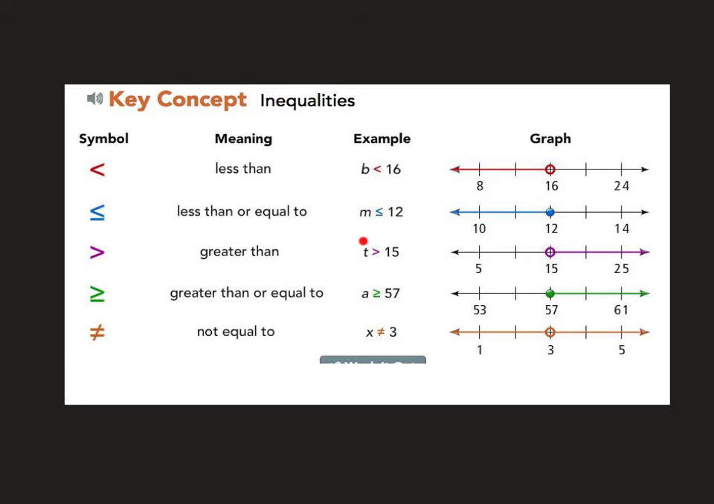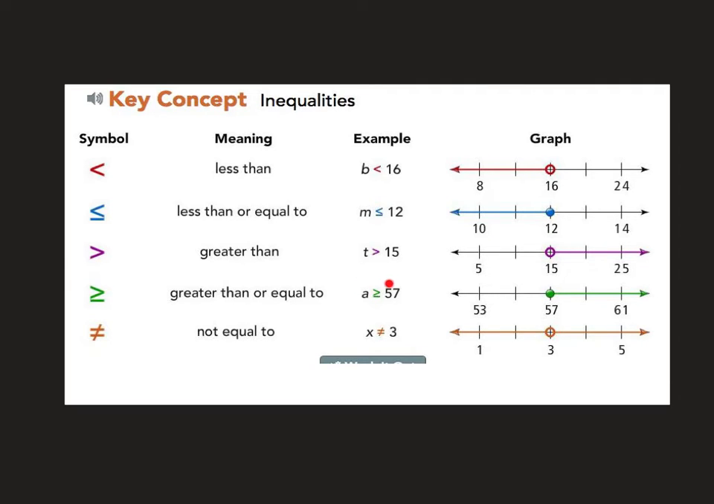How about this? T is any number that's greater than 15. Starts at 15, goes to the right, that means it's greater than, but the circle is open, so 15 is not part of the solution, so it's only numbers that are greater than that.